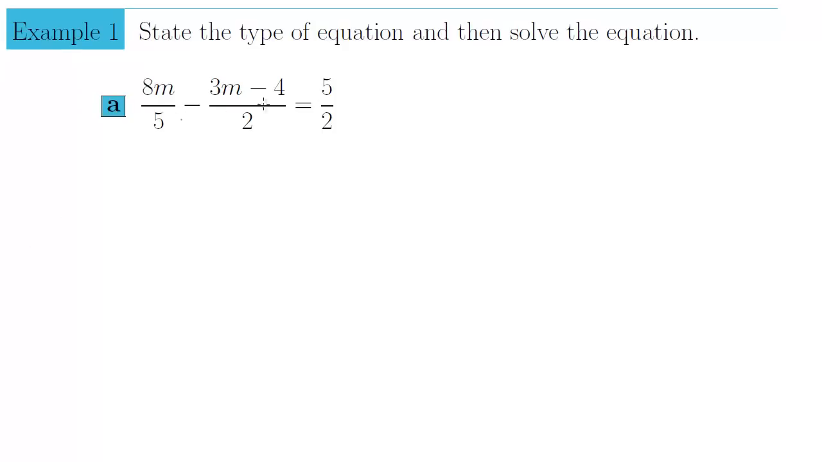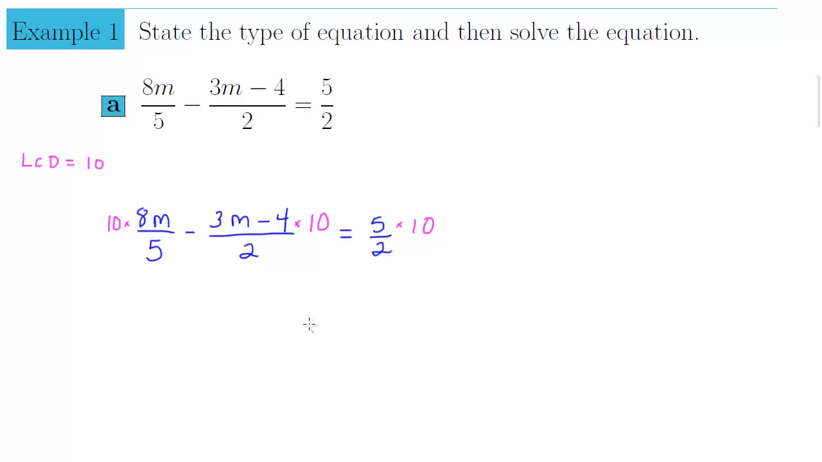In this particular equation, if I want to clear the denominators, I have to find the LCD. My denominators are a 5, a 2, and a 2. That makes it pretty clear that the LCD is going to be 10. So I'm going to take this equation and multiply both sides by 10. So this is what it looks like after I multiply each term by 10.